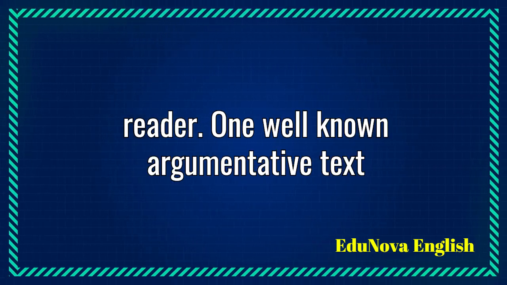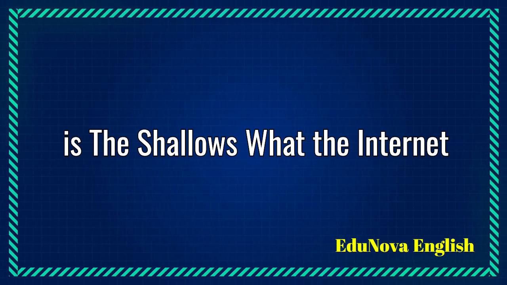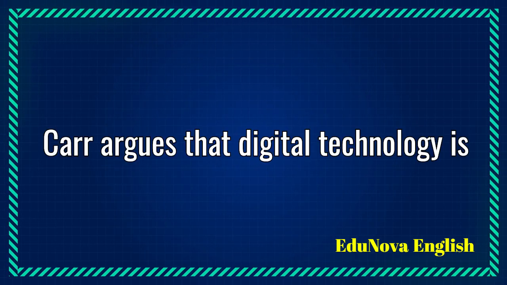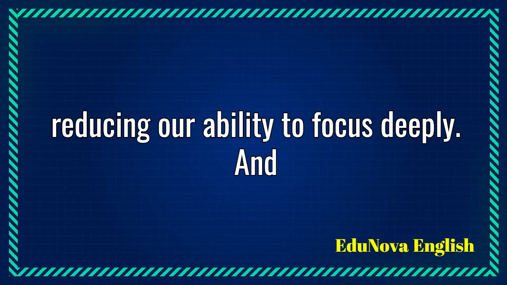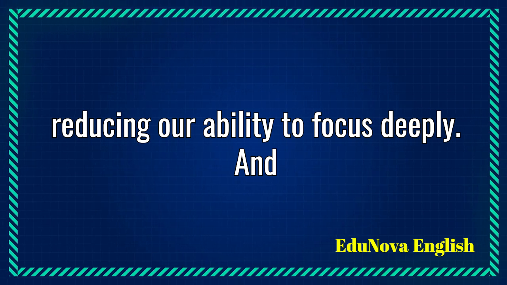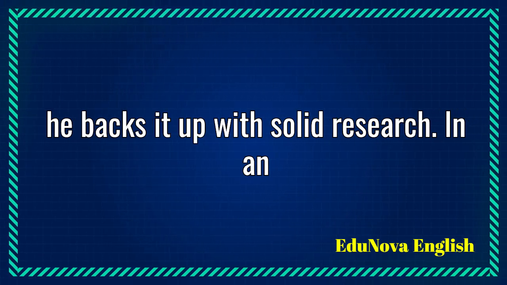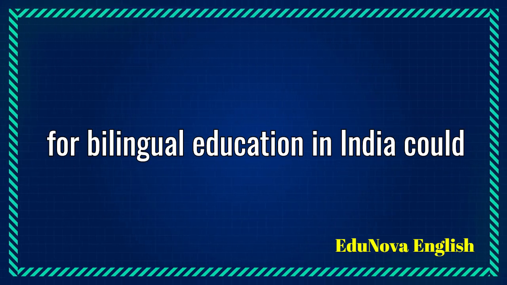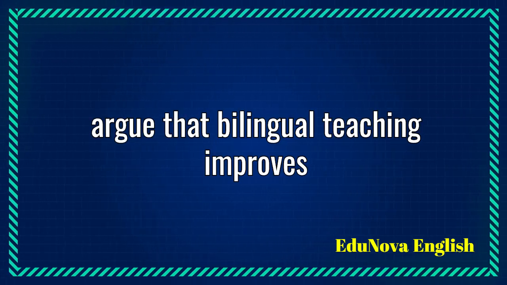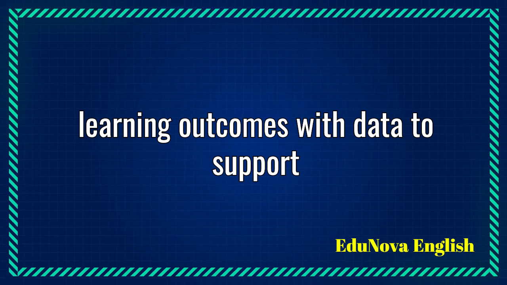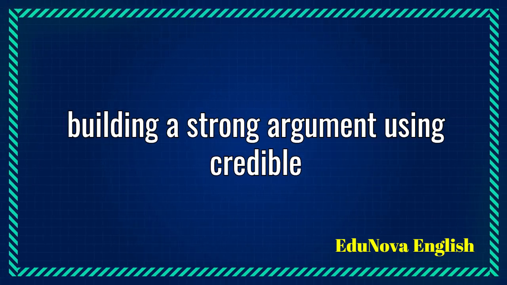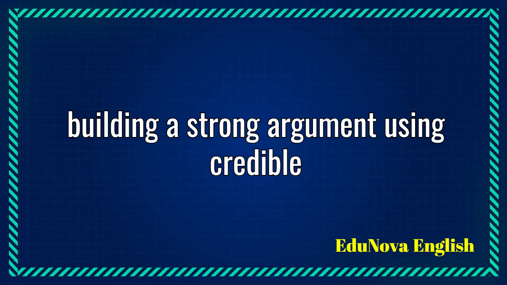One well-known argumentative text is The Shallows: What the Internet is Doing to Our Brains by Nicholas Carr. Carr argues that digital technology is reducing our ability to focus deeply, and he backs it up with solid research. In an academic setting, a paper like The Case for Bilingual Education in India could argue that bilingual teaching improves learning outcomes, with data to support the claim. In this type of paper, you're building a strong argument using credible sources.